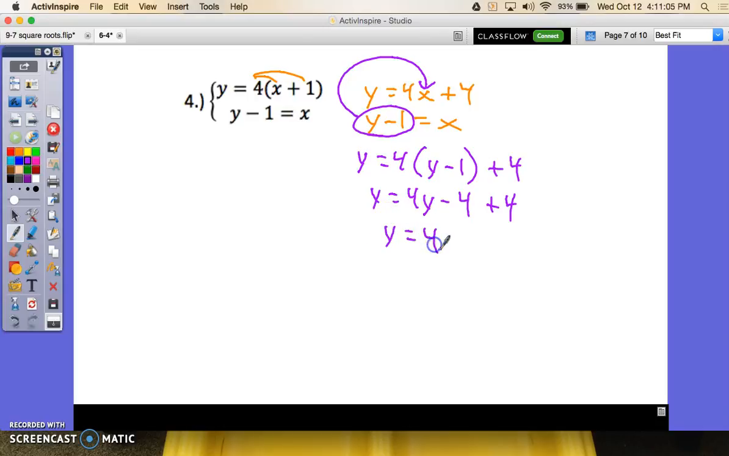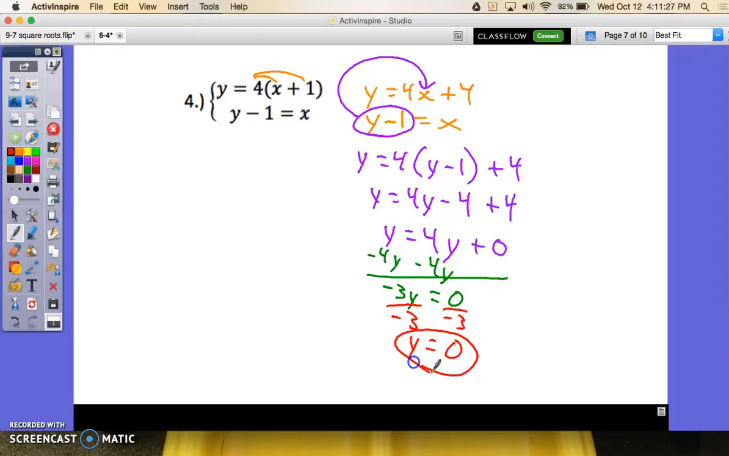y equals 4y plus 0, if you want to think about it that way, because that's going to confuse some people. And then I could go ahead and subtract 4y from both sides, and I get negative 3y equals 0. Actually here, some people would then say, oh wait, that's no solution, but in fact, you can divide by negative 3, no problem whatsoever, and y actually ends up being 0. Then take your 0 for y, plug it in, and you would see that 0 minus 1 equals x, and x would equal negative 1.